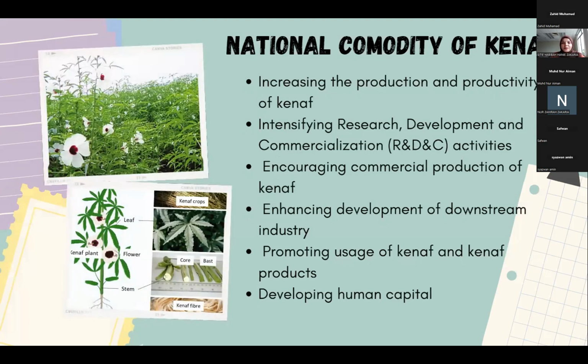For the national commodity, Kenaf was identified as one of the important commodities to be developed through state strategy. First, increasing the production and product of Kenaf. Second, intensifying research, development, and commercialization activity. Third, encouraging commercial production of Kenaf. Fourth, enhancing development of downstream industry. Fifth, promoting usage of Kenaf and Kenaf products. And last, developing human capital.